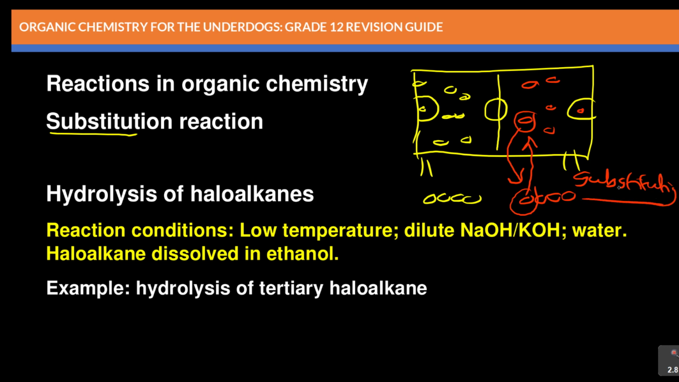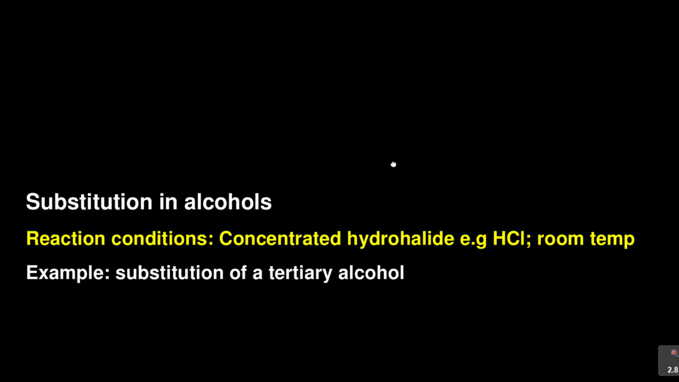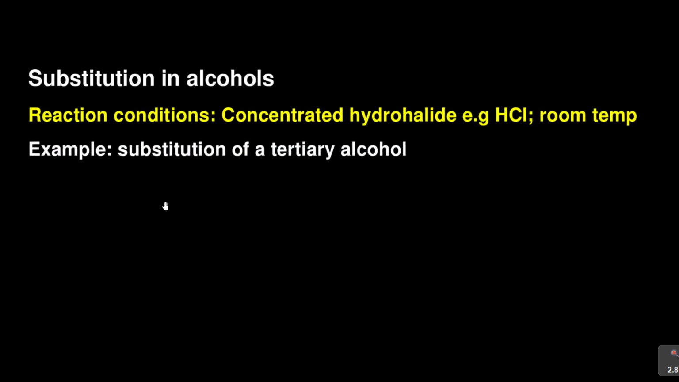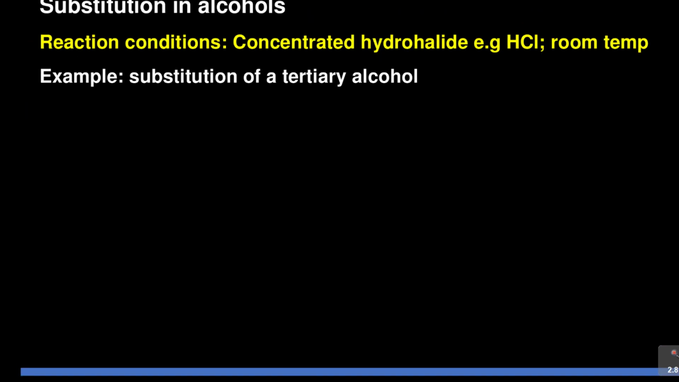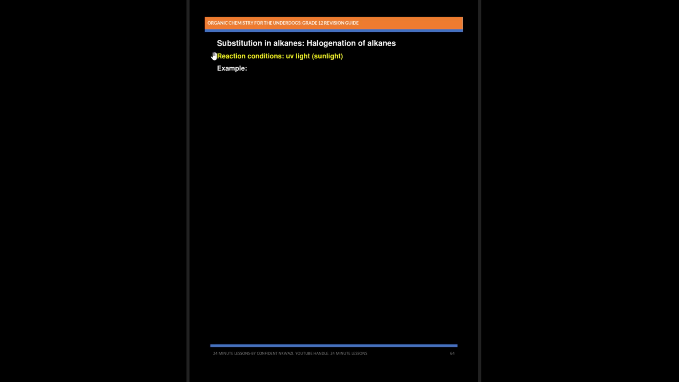All right, so even in organic chemistry, there are such reactions called substitution reactions, whereby something comes in, another one goes out. The first one, hydrolysis, that we're going to look at, and then after that we also look at substitution in alcohols, and I think that's the main part, and then substitution in alkanes. Those are the three main ones we're going to look at.